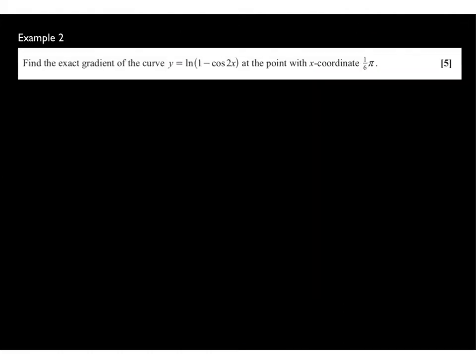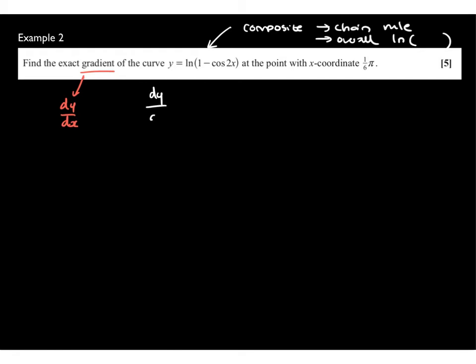Example 2, find the exact gradient, so we need to look for dy by dx in a minute, of this curve. Now, identify what type of function it is. It's a composite function, which means we'll need the chain rule, and it's also overall an ln type function. It's ln of something. So we can use the quick chain rule to differentiate. We know that ln functions differentiate to 1 over whatever we are taking ln of, in this case 1 subtract cos 2x.